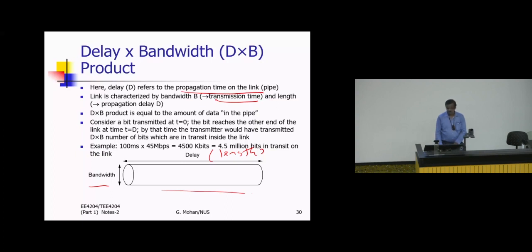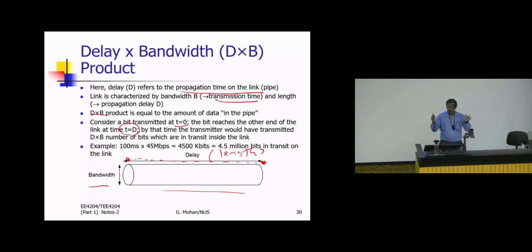So the link has two key parameters, bandwidth and length. Accordingly, associated with the link there is a transmission time and a propagation time. Now what is this DB product? Imagine that a bit is transmitted at time t equal to 0. It is at one end of the link, and this bit, our signal, propagates towards the other side. At what time will it reach the other end? At time t equal to d, because d is the propagation time.